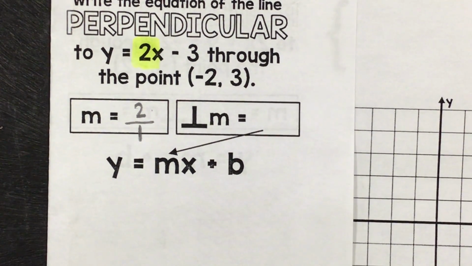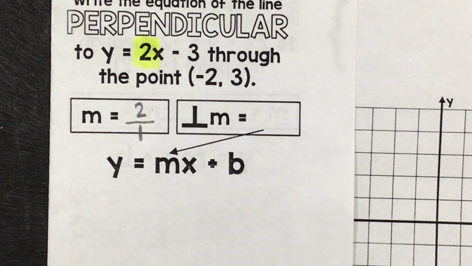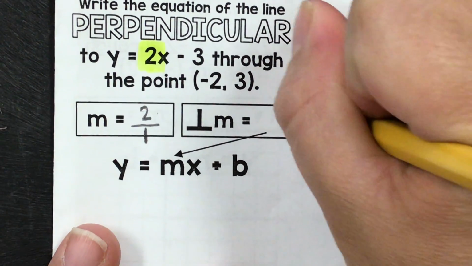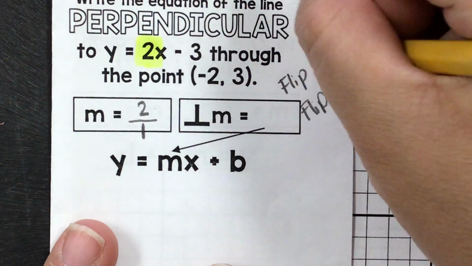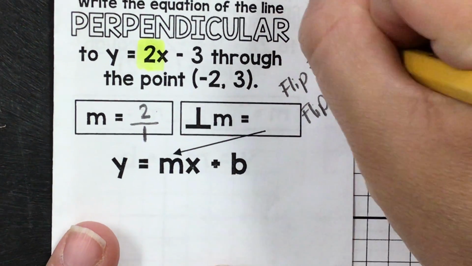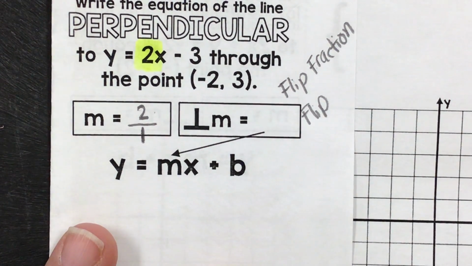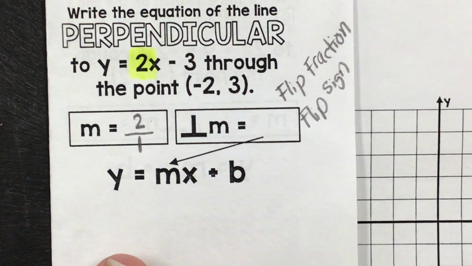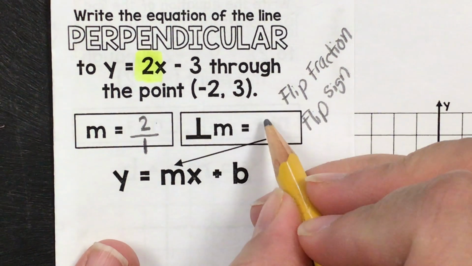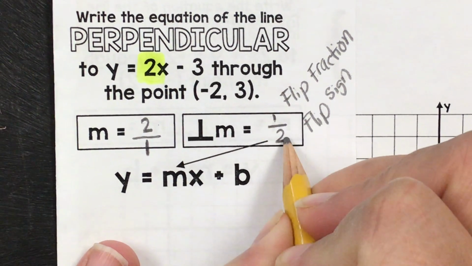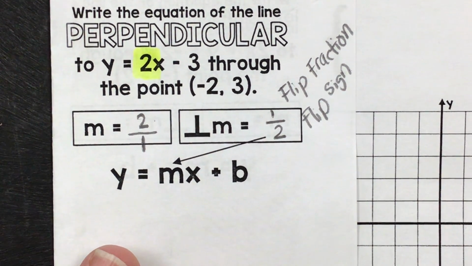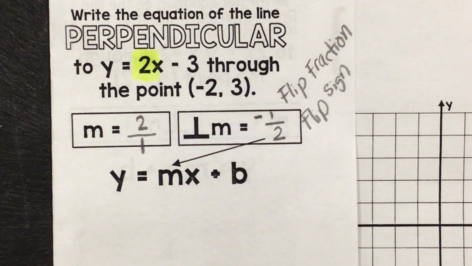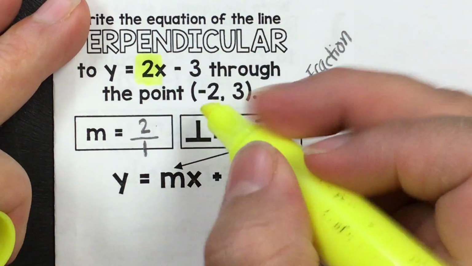That is the correct name for the perpendicular slope. What does negative reciprocal mean? I call it flip-flip. Where you have to flip the fraction and you have to flip the sign. So for this one it would be 1 over 2 to flip the fraction. And then this one has to be negative to flip the sign. This is the slope that you're using.